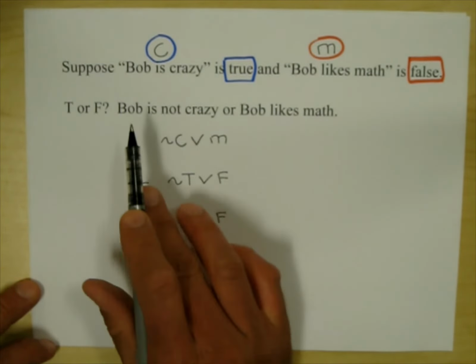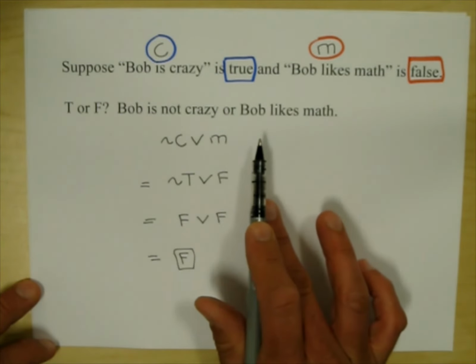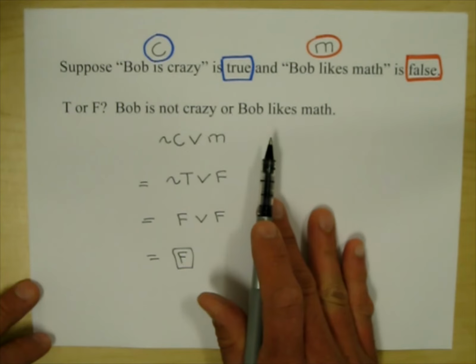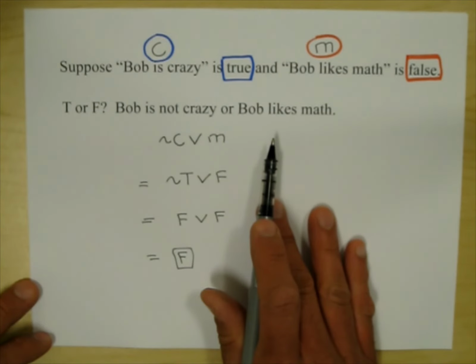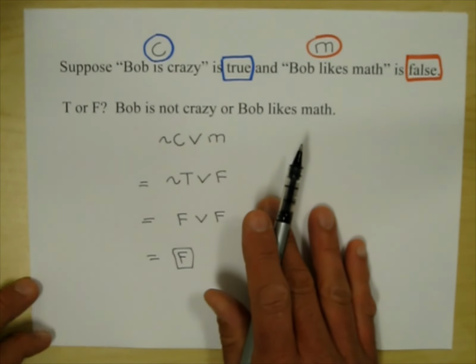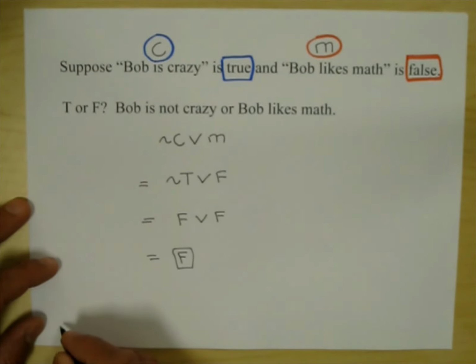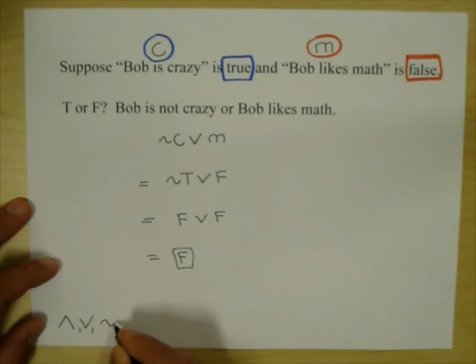And once again, this kind of problem will become more interesting when we hit another operator, which is called the conditional. That will not be done in this section. That's the if-then, and that's when it starts getting super interesting. Now, the conditional is not a fundamental operator. There are only 3 fundamental operators. That would be the and, the or, and the not.